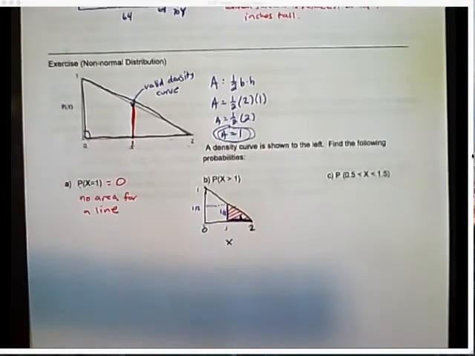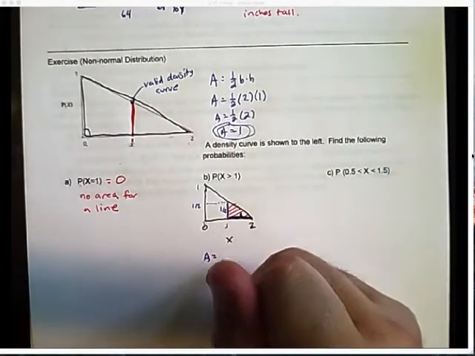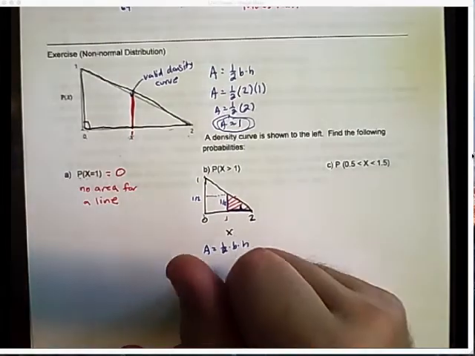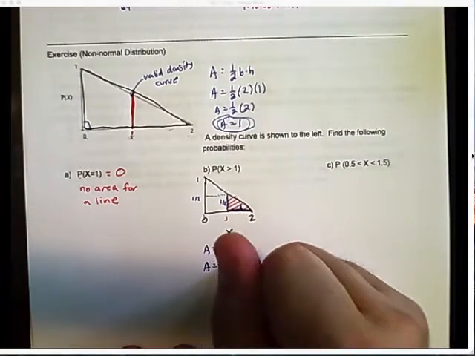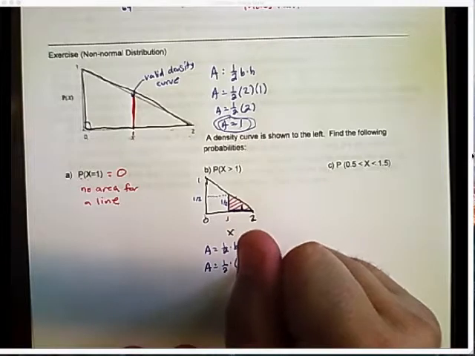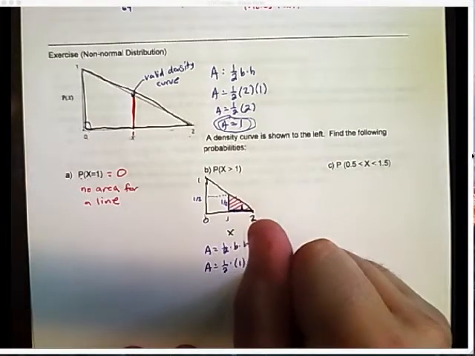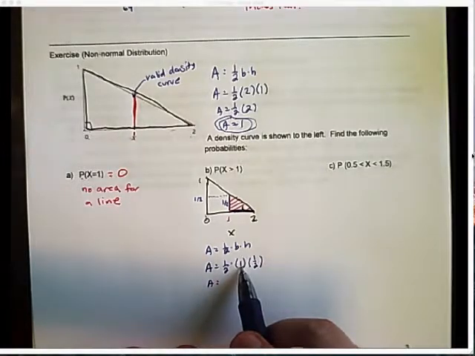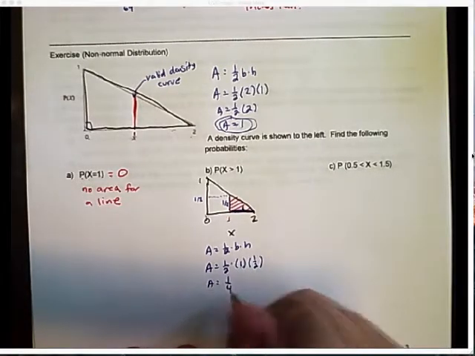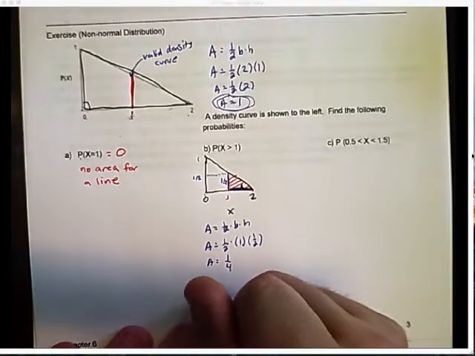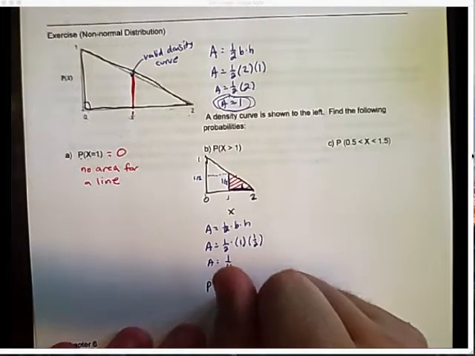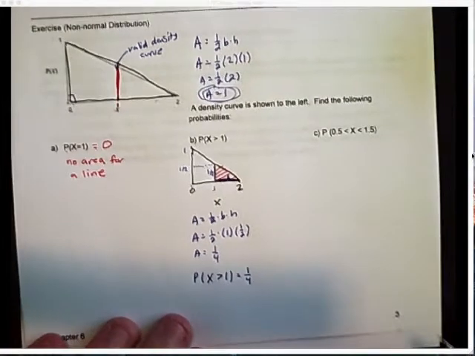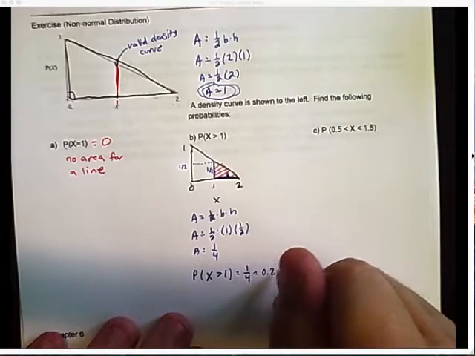So I'm going to use geometry here. Area equals 1/2 times base times height. The base is 1 unit long, and the height is 1/2. So 1/2 times 1 is a half, times another half is a fourth. Therefore, the probability that x is greater than 1 equals 1/4, or as a decimal, 0.25.